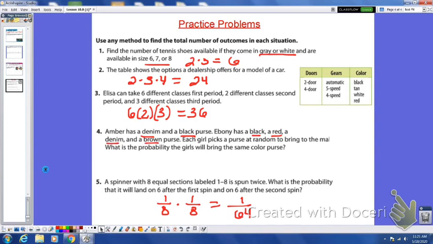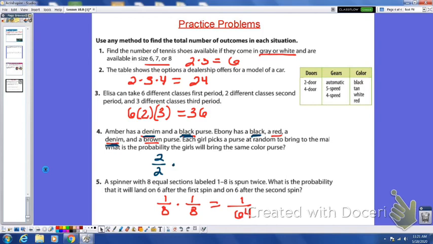Now, if you notice, the denim and the black that Amber has, Ebony also has a black and a denim purse. So it actually does not matter which purse Amber picks. It all depends on what purse Ebony picks. So we have a 100% chance that Amber picks a correct purse, we'll say. So she has two possibilities for our denominator, and both of them are correct choices, so to speak, for your numerator. So 2 out of 2, you could have also just written 1.